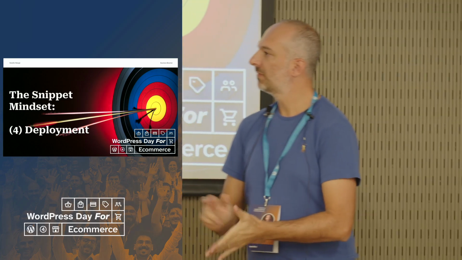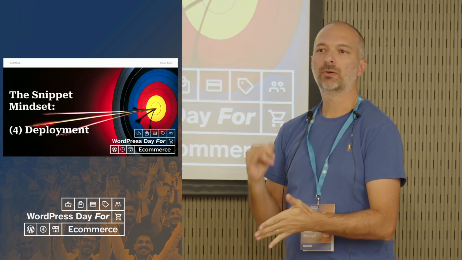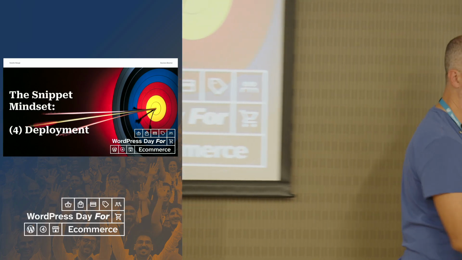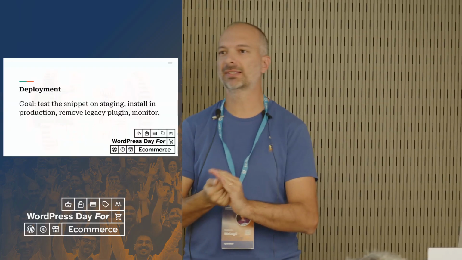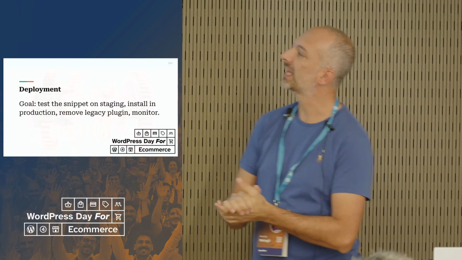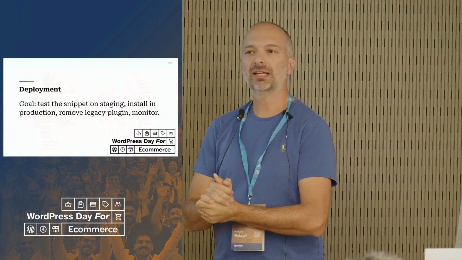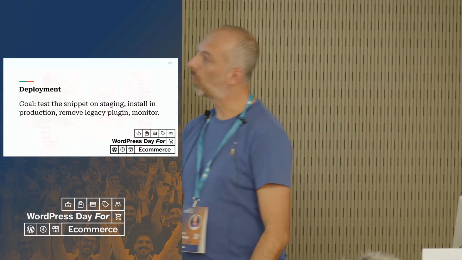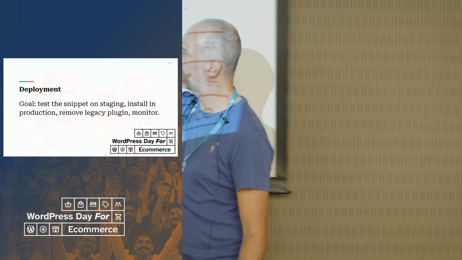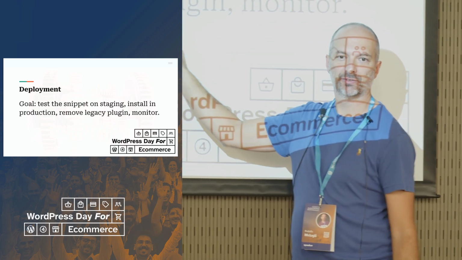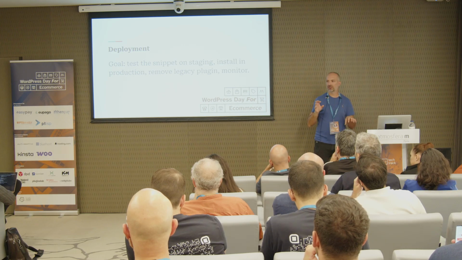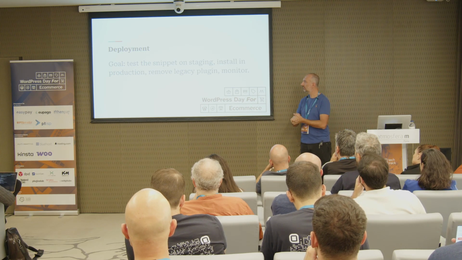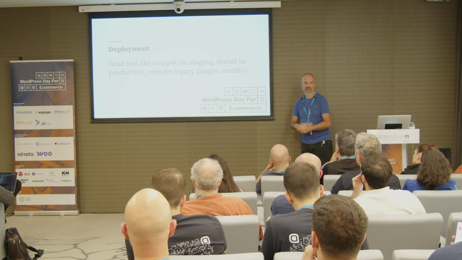So audit, feasibility, execution, and now deployment. The goal this time is to test your snippet on staging, then install it in production while the legacy plugin is still active. So the two things must be active at the same time. And only if it works, you're going to remove the legacy plugin. And then you keep monitoring it.